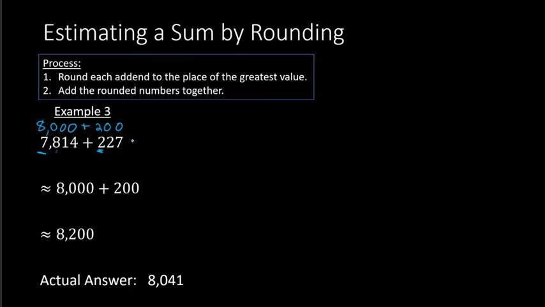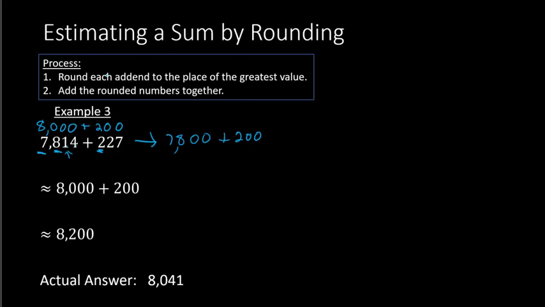The other way you could have done this is, instead of rounding the 7,814 to the thousands place, you could have rounded to maybe the hundreds place. So if you round to the hundreds place, you're going to have to look at the 1, and because it's less than 5, the 8 is going to stay as an 8, and the last 2 numbers would be zeros. If you do it that way, you're going to get a better approximation, but it's sometimes going to be more difficult to add.